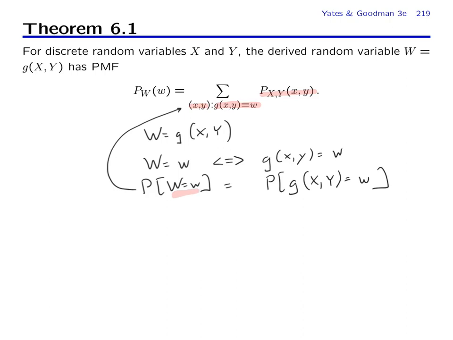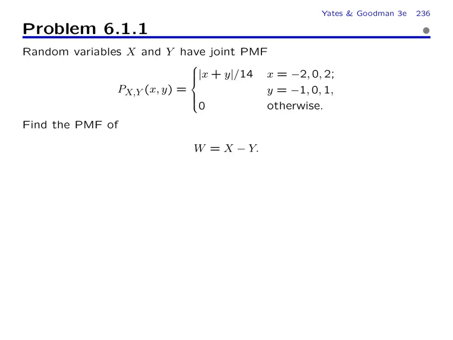Since this might not be clear, let's do an example. In this problem, the joint PMF of x and y is given for values of x ranging from -2 to 2 and values of y from -1 to 1. But the formula has an absolute value and a division by 14, and it's not so clear what's going on. And in this case, the best thing to do is to draw a nice XY plane and identify the points with non-zero probability.